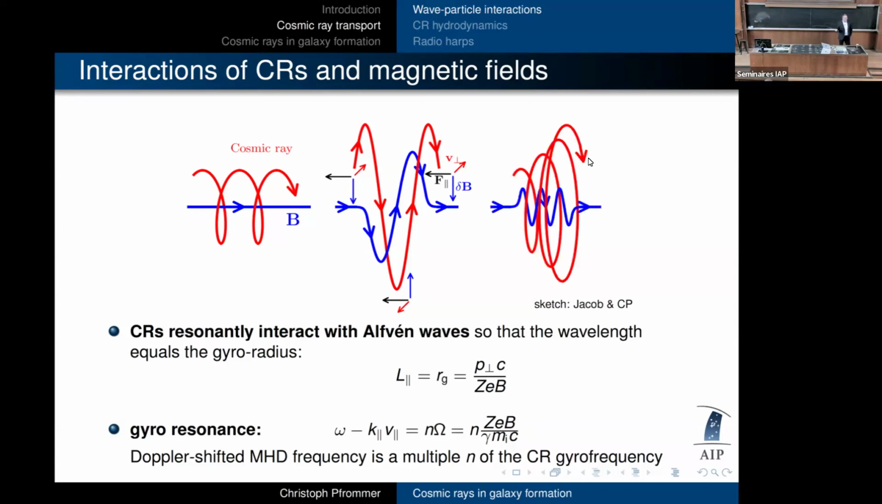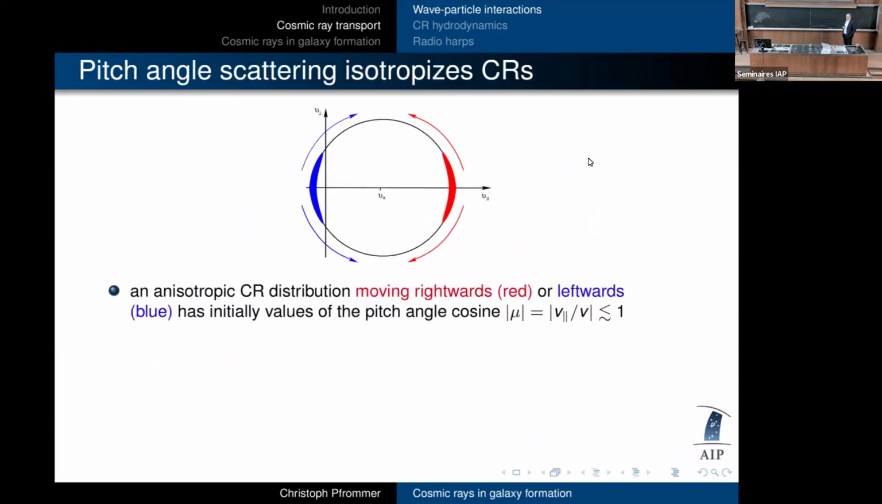Now, a cosmic ray interacts not with a single Alfvén wave, but with a train of Alfvén waves, and therefore can change its pitch angle. That means the angle between the momentum vector and the mean magnetic field. And that's how our cosmic rays are scattered. They're not scattering by scattering of particles, but by scattering of electromagnetic fields, like the ones I described to you in the previous slide. Now, let's look into the velocity space, parallel velocity, perpendicular velocity.